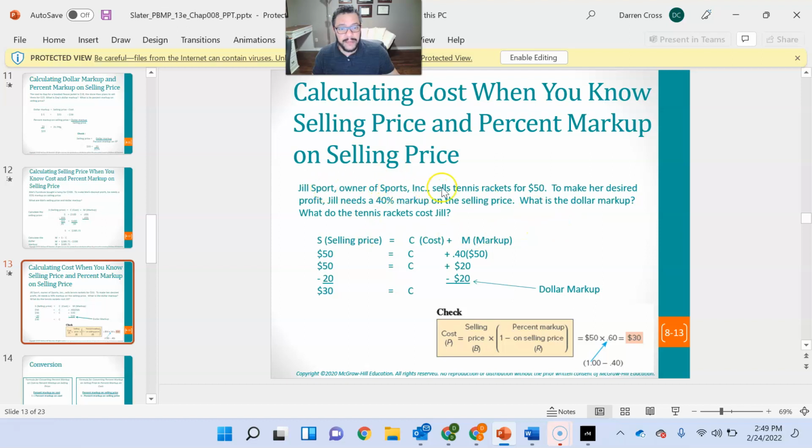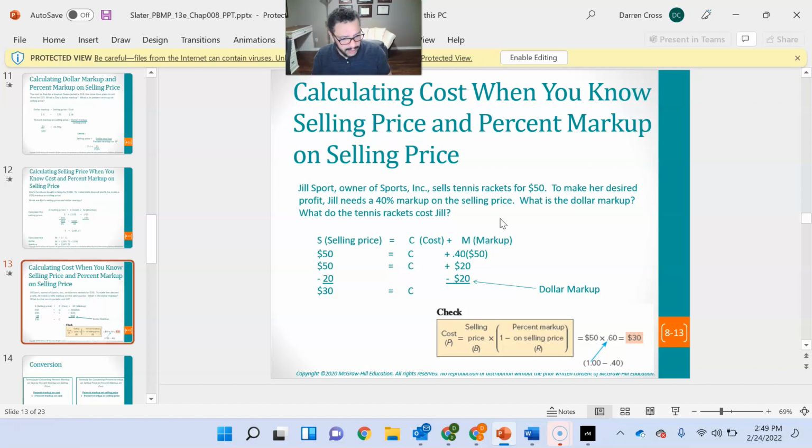Jill Sport, owner of Sport Inc., sells tennis rackets for $50. To make her desired profit, she needs a 40% markup on the selling price. What is the dollar markup? What do the tennis rackets cost Jill? What are they asking? What's the cost? Don't let that change things. So again, it's the same formula: S equals C plus M.